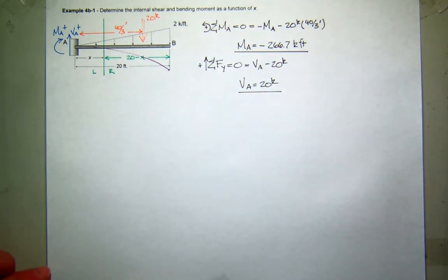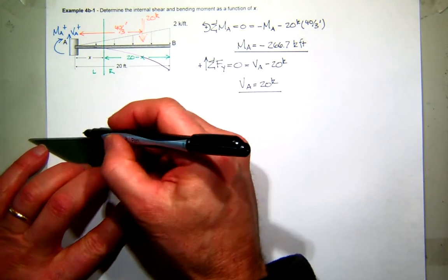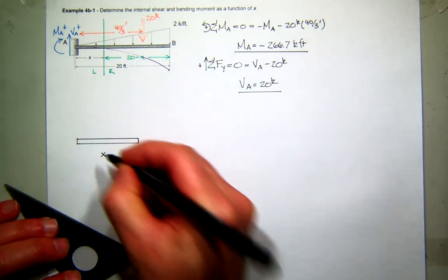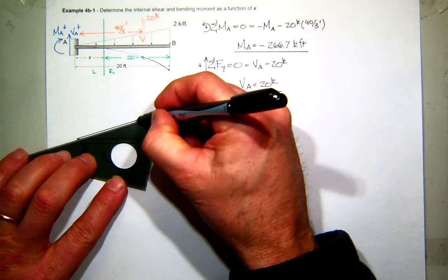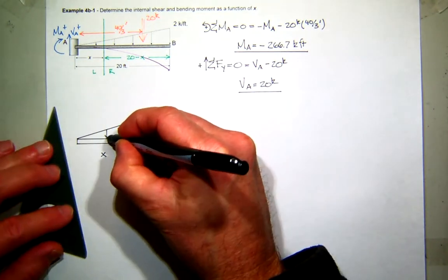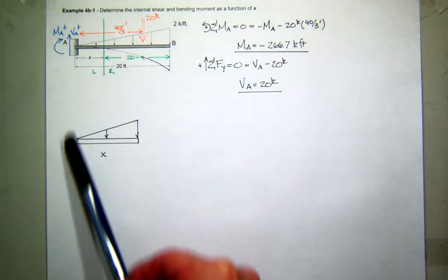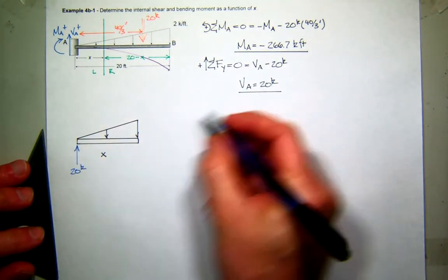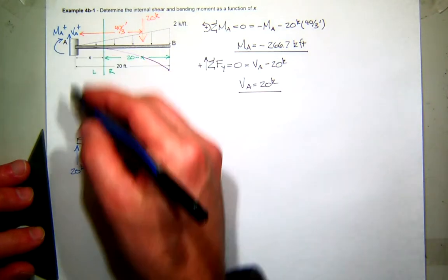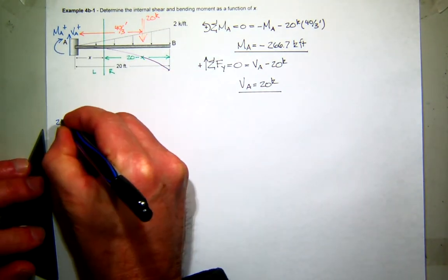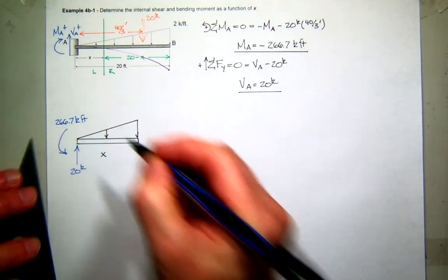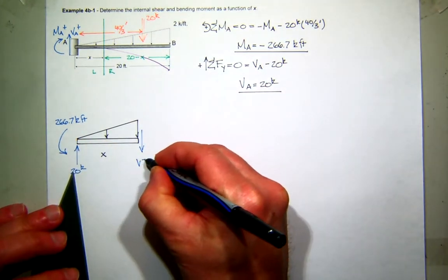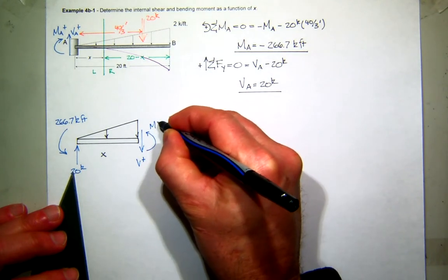So let's now come down here and draw the left-hand side. I'll make it a little bit bigger so I have some room to work with. So there's the chunk of my beam. It's X long. I've got a triangular load. Over here on the left side at A, I have a positive shear force of 20. And I got a negative moment of 266.7. So I assume positive, so the moment's actually in this direction. And then at the cut, I will assume positive shear force and positive bending moment.